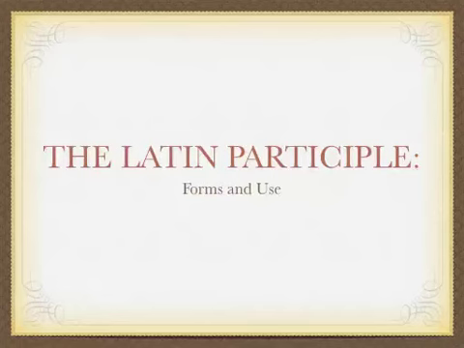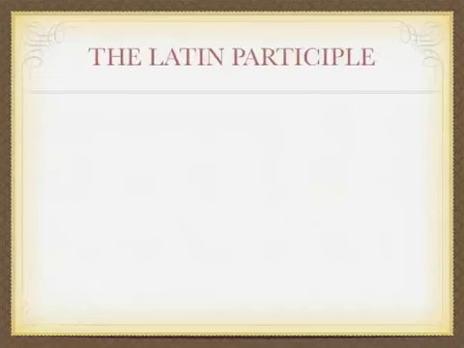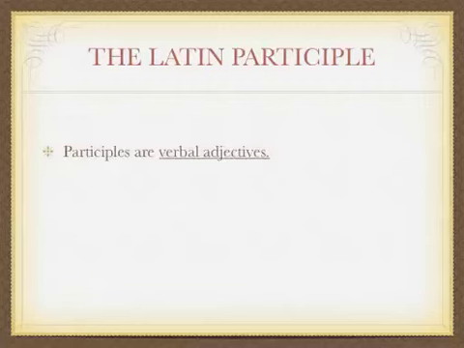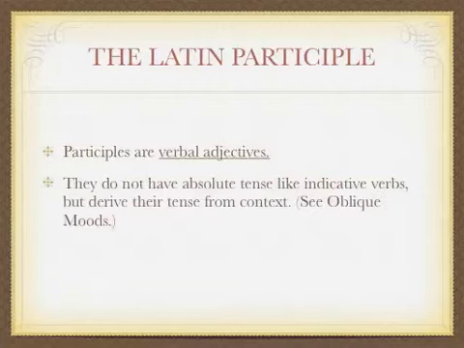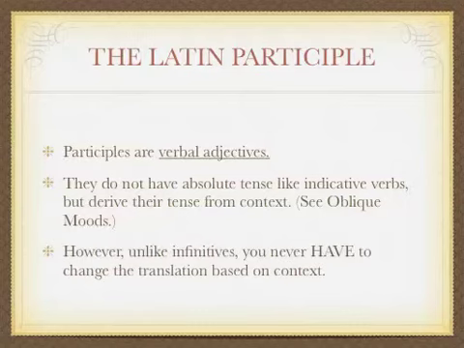And now we're going to look at the participle in Latin. Okay? The first thing to repeat is that participles are verbal adjectives. They do not have absolute tense, like indicative verbs, but derive their tense from context. They have what we call relative tense. However, unlike infinitives, you never have to change the translation based on context. There is one translation that's valid for every tense of the participle.